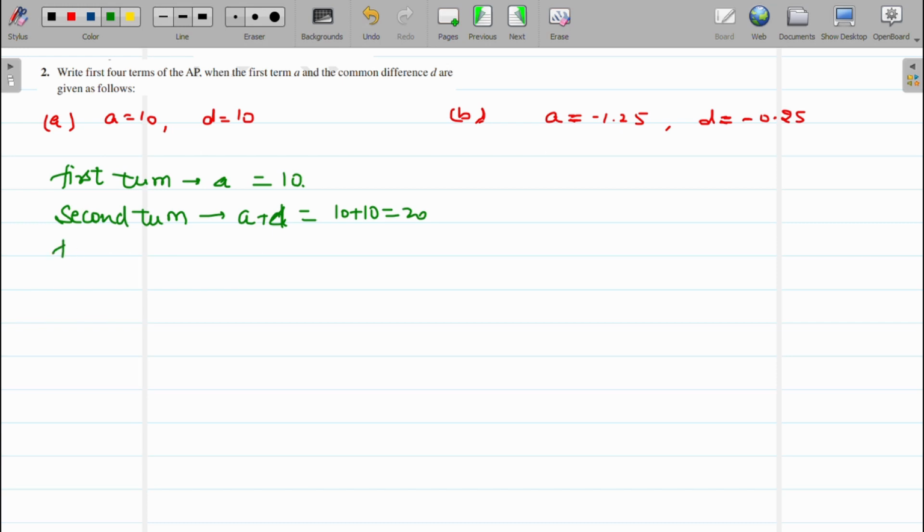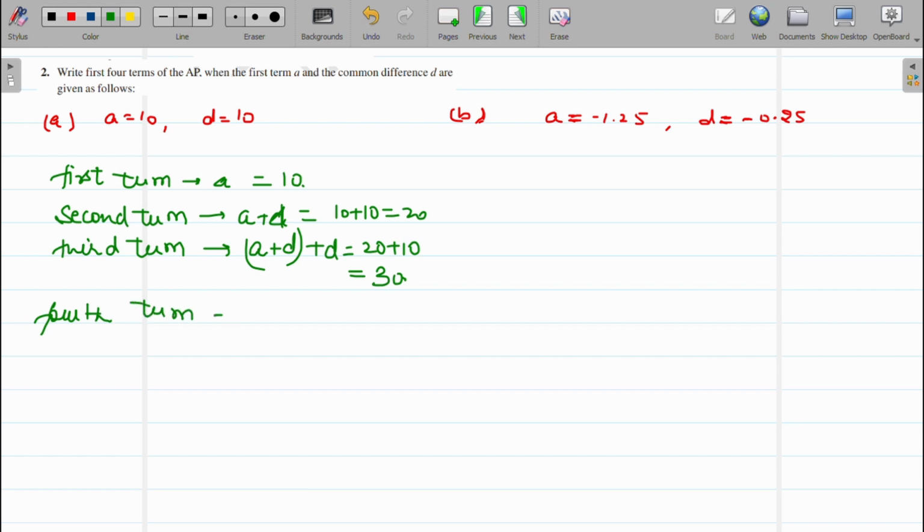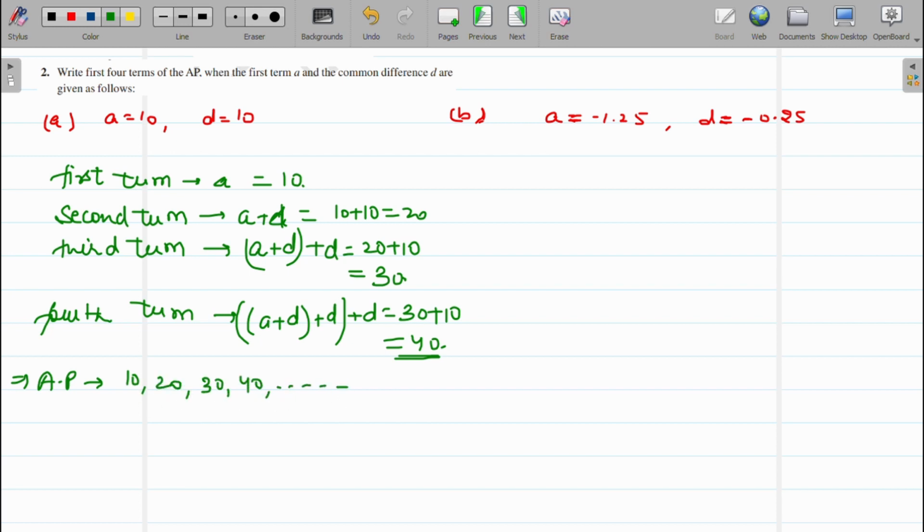The third term is A plus D plus D. So we will have 20 plus 10, that is 30. And the fourth term will be A plus D and another D will be added. So that is basically 30 plus 10, and it's 40, right? So the sequence is, this implies the AP is 10, 20, 30, 40 and so on, right?